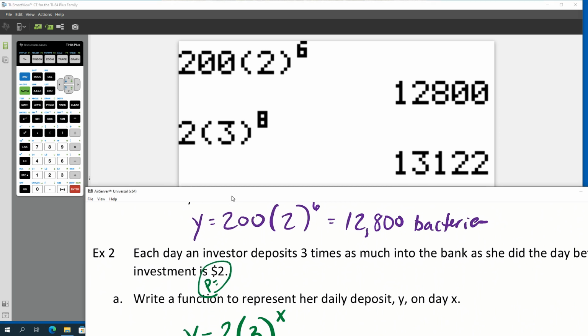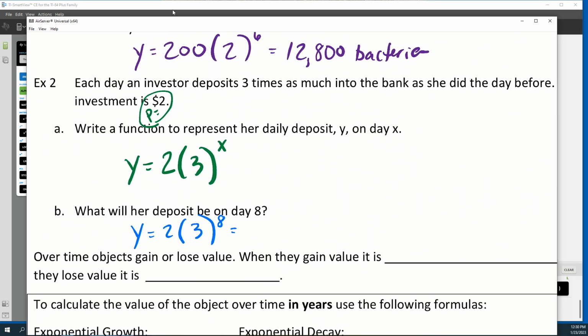Okay, that's a pretty big deposit. $13,122. So it almost seems like this is something you could do. Just start with $2 and the next day deposit $6. But eventually, just after 8 days, it's already up to $13,122 that you're depositing. Yes. How did you get the 8? Because B has 8. Day 8. Yep. I couldn't do this for very many days, and I would definitely not have enough money.